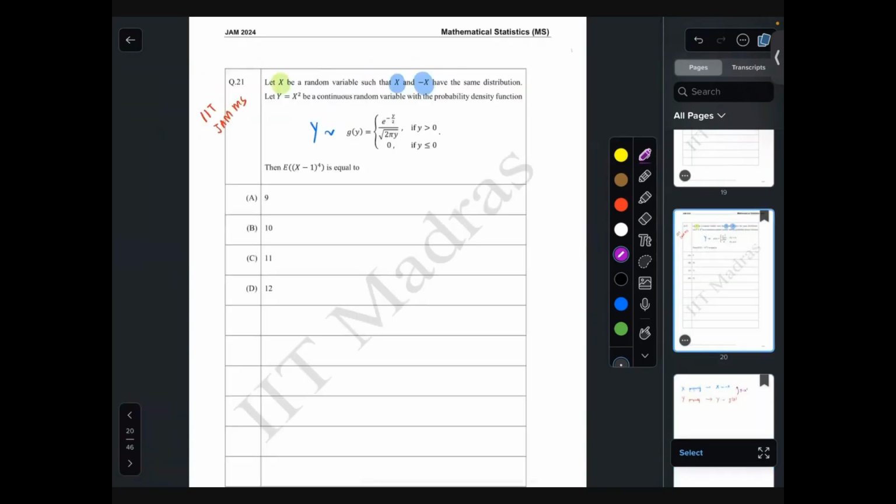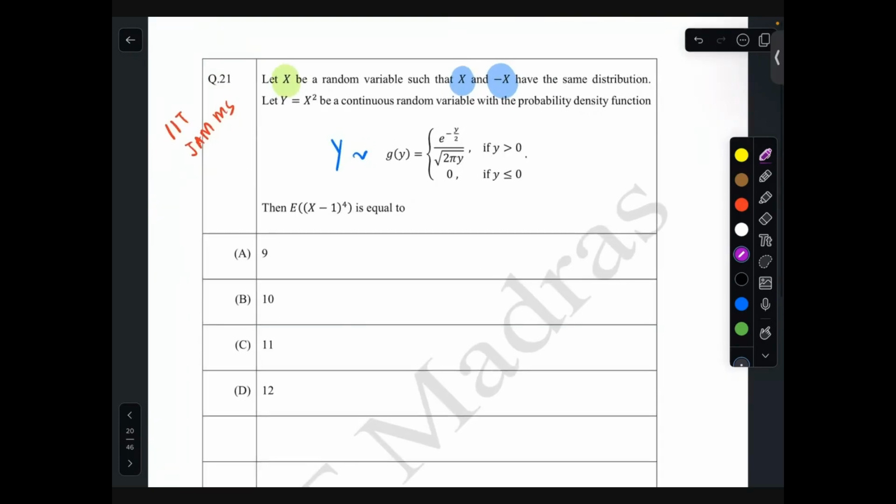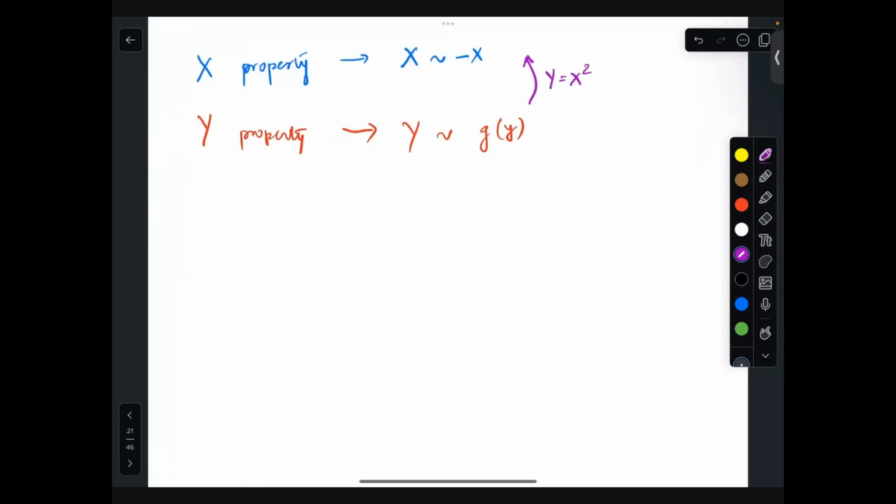And you can understand, therefore, what the problem is asking. It's a natural question, since y is given, nobody will ask you to find the expectation of y, right? So naturally, the question is: find the expectation of (x minus 1) to the power 4. You have to translate the information of the y distribution to x and make sure that you find the following expression, which is nothing but a property of the distribution of x, right?